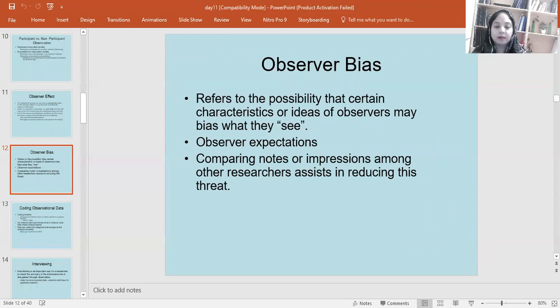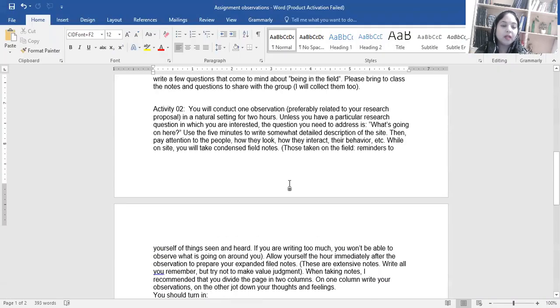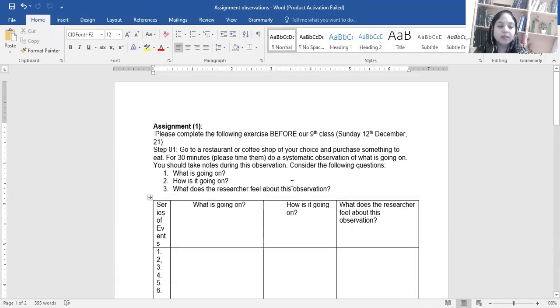But at this time, I'm here to explain the assignment which you will do before the ninth week. You have to complete the following exercise before the ninth class, that is Sunday, 12th December. And there are two observations.